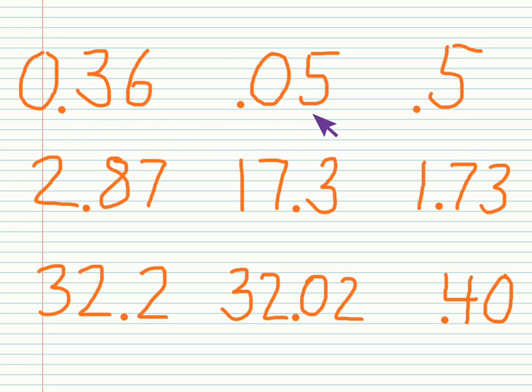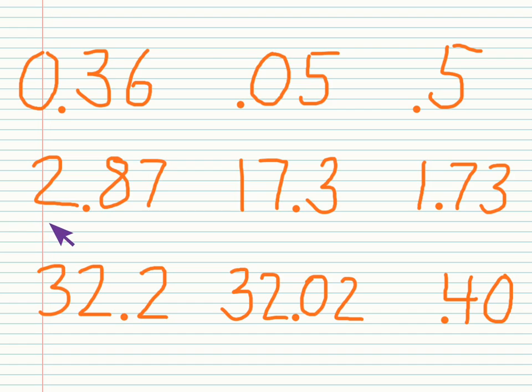How about this number here? What's this number? Say it. This number is 5 hundredths. You see there's nothing in the tenths place. 5 hundredths. How about over here? This number is 5 tenths. This is the tenths place, right after the decimal point.